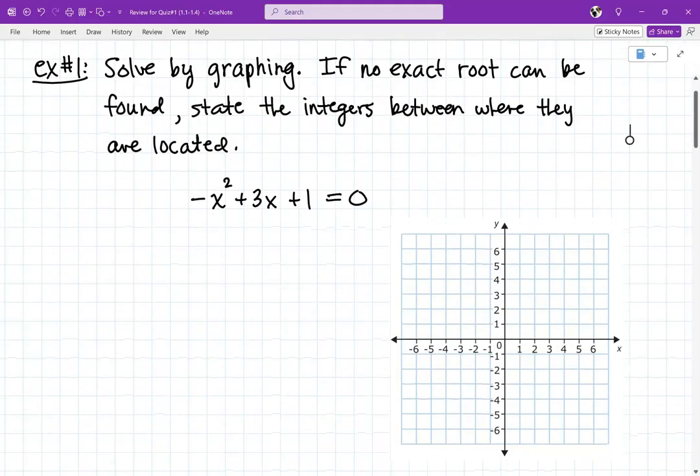Now, here is this first problem. This is probably going to be the worst problem of the quiz because it takes the longest, okay? But it doesn't mean it's hard. It takes the longest to do. So here we go. Solve by graphing. If no exact root can be found, state the integers between where they are located. So remember I told you sometimes when you graph it, you can't hit the right point, so then you just got to tell me between which numbers, okay?